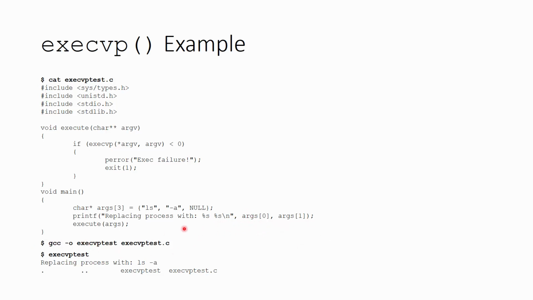So then we have the compile step, and here it is. Compile. We're compiling out to execvptest, and then run it. And it tells us that it's replacing the process with ls -a, and those are what was stored inside those two variables. And then it terminates, or well, it replaces the current running code with the results of ls -a, and then terminates. So nothing too strange there.